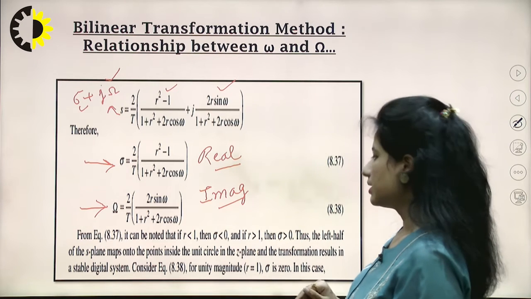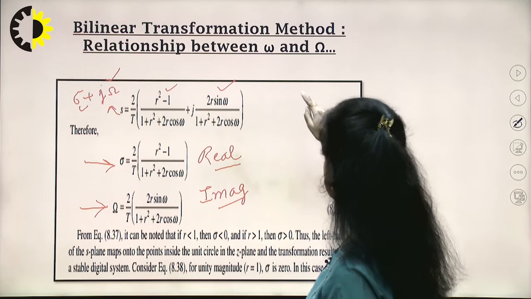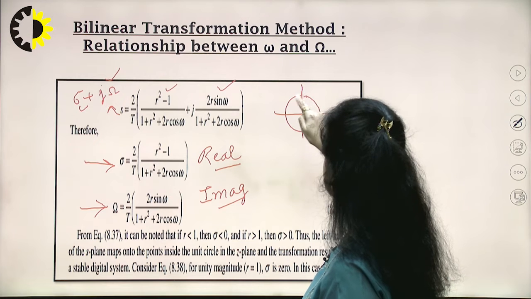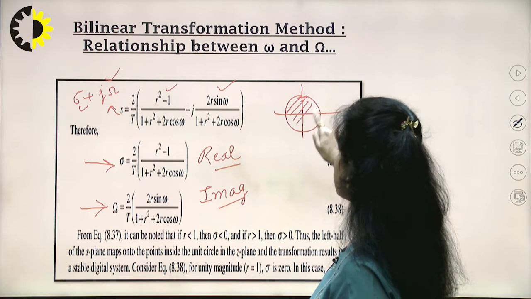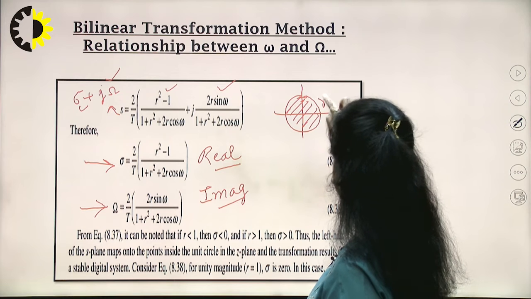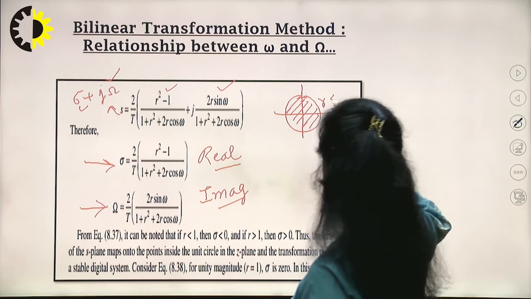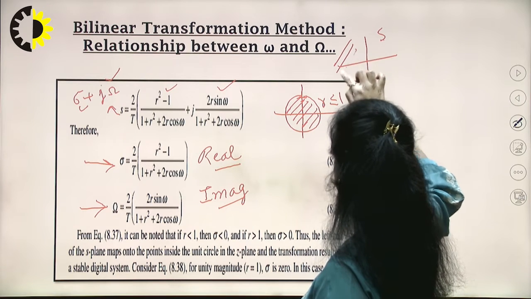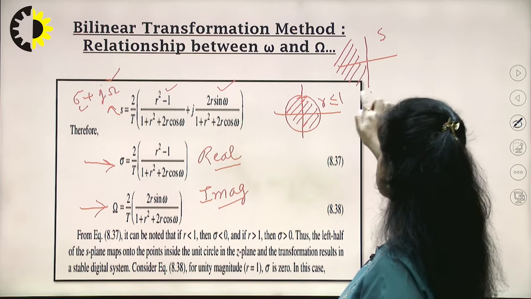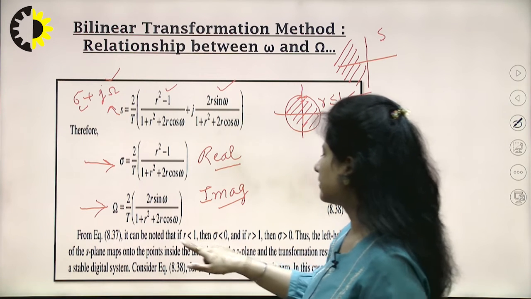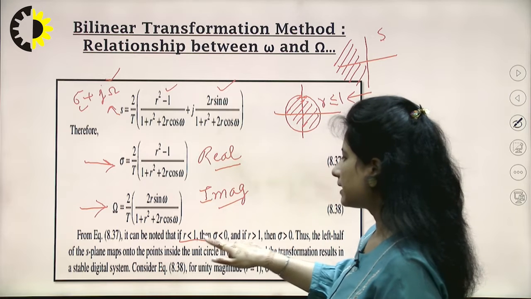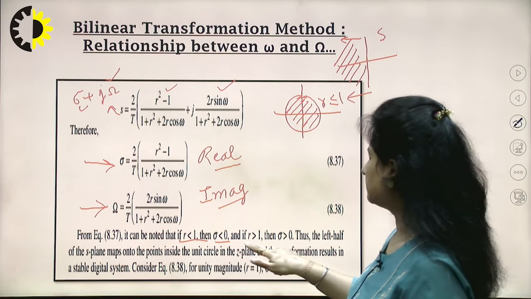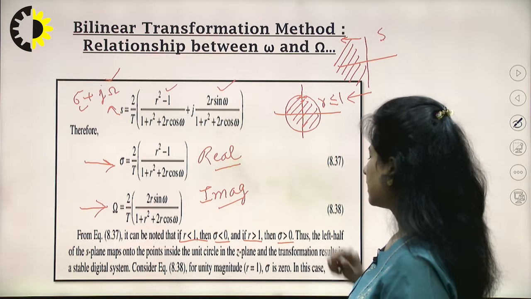So I know from the mapping of the S plane and Z plane that for a stable system, all the poles should lie inside the unit circle. So radius has to be less than or equal to 1. And in the S plane, whenever I am mapping, I know that all the poles should be on the left hand side of the plane. The similar condition is represented here: if r is less than 1, my sigma is less than 0, that is this part of my S plane. If it is greater than 1, sigma is greater than 0.